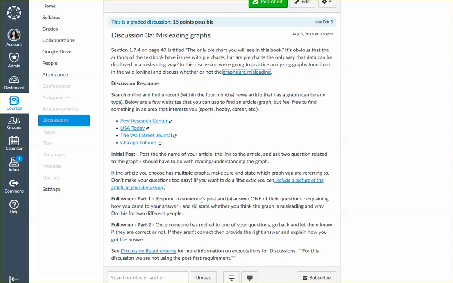And then for the follow-up, what you're going to need to do is look at what other people have posted with their graph and their questions and then try to answer them. Once someone has answered your question, go back and let them know if they're correct or not. And if they're not correct, let them know why they're not correct. So there's your misleading graphs.